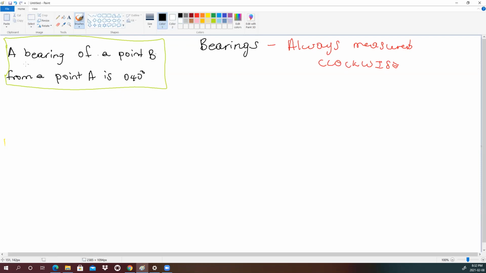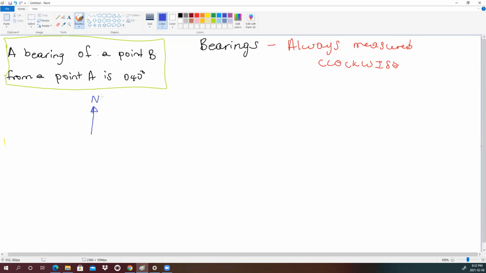All right. So the bearing of a point B from a point A is 40 degrees. Once you hear that you're doing a bearing, the first thing that you need is your north line, because your bearing is always drawn from your north line. You have to have your north line.